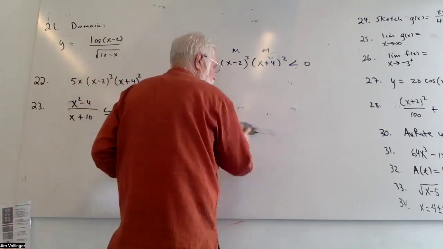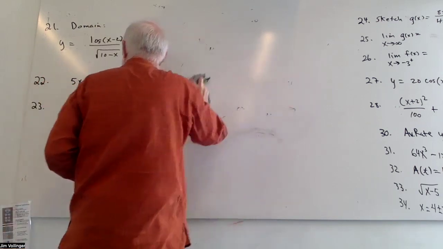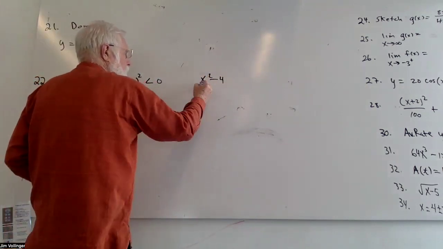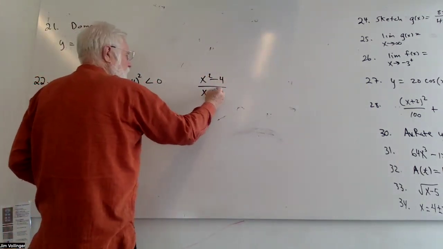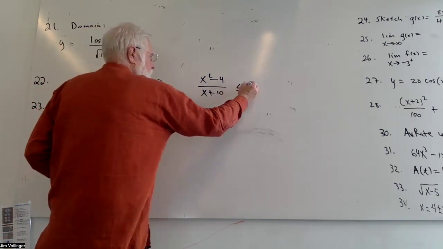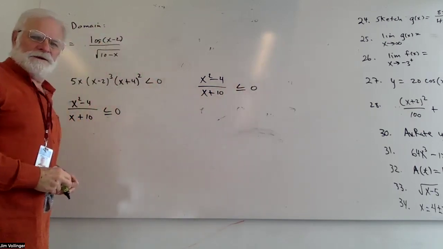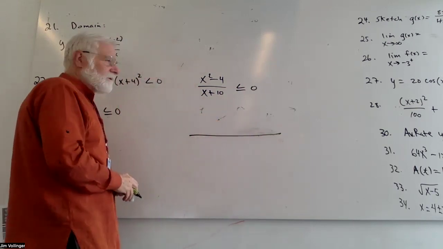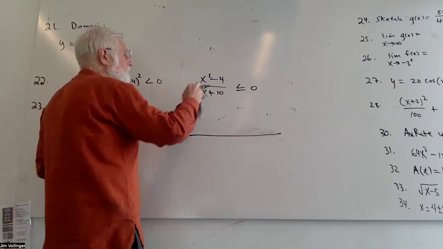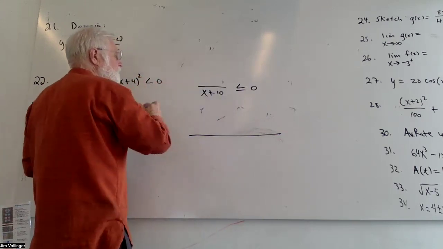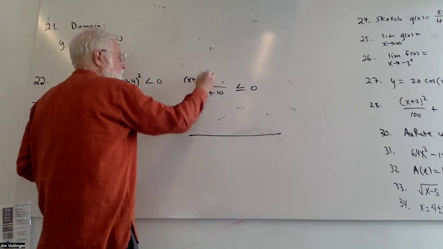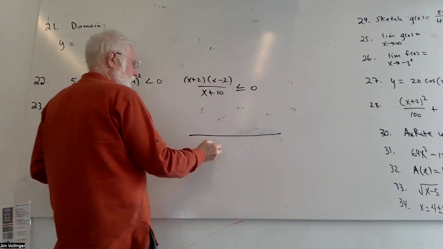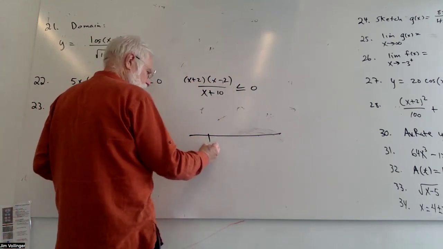There's another practice. Got to get your reps in. x squared minus 4 over x plus 10. Now, we're not going to graph this one, right? But we are going to use a sign chart, right? And what are the critical numbers? Well, this is where you're going to have to factor x squared minus 4: (x plus 2)(x minus 2). So there are three critical numbers, negative 2, positive 2, and negative 10.